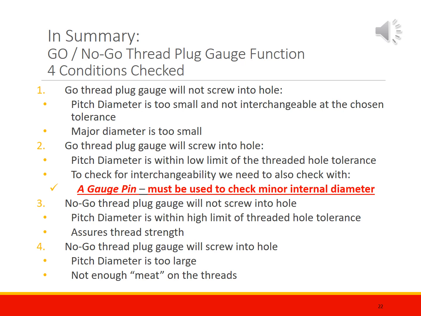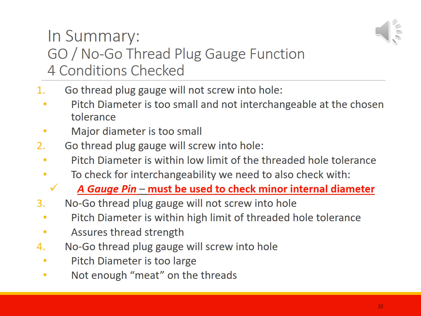So in summary, the go, no-go thread plug gauge function and the 4 conditions that are checked. If the go thread plug gauge will not screw into the hole, then the pitch diameter is too small and not interchangeable at the chosen tolerance, or perhaps the major diameter is also too small. How about this one? If the go thread plug gauge will screw into the hole, then the pitch diameter is within the low limit of the threaded hole tolerance. To check for interchangeability, though, we need to do one more thing. We need to check with a gauge pin. We must use a gauge pin to check the minor internal diameter.